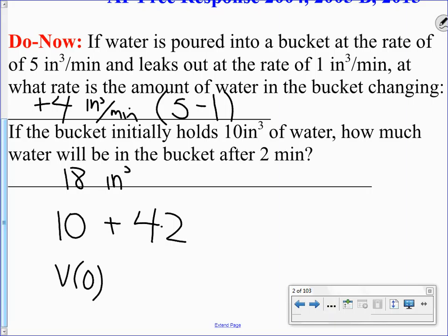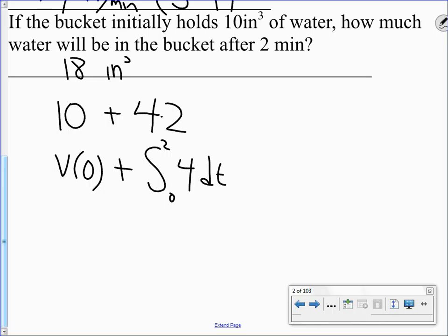So she got 18. But really, she could have said, what I'm really doing is taking the volume at time 0, and integrating the rate of change from time 0 to time 2. And the rate of change is rate in minus rate out, so that was 4. I'm going to pause there, because I know you're probably thinking, I don't need to know it that way, because I can always do it the other way. To get the volume at time 2, you could just take how much you started with, that's your volume at time 0, and add the change in the volume.